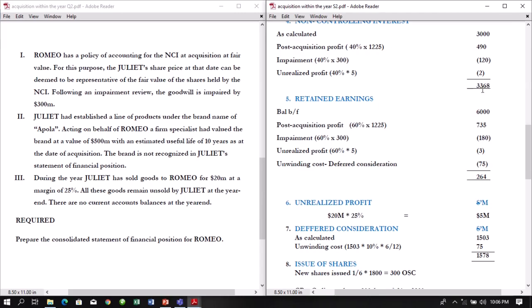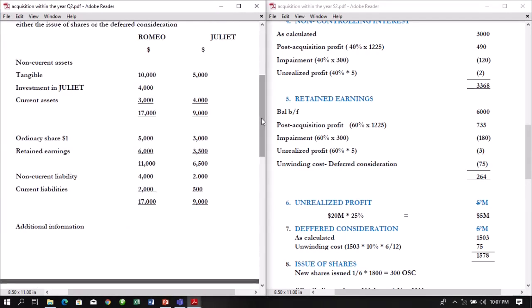We then go to the next working note, which is working note 5, which is on retained earnings. In my retained earnings, I will go to my account. And in my account here, what is the retained earnings of the parent at the date of reporting? The retained earnings of the parent at the date of reporting is given as 6,000. So my balance brought forward is 6,000. After that, any profit in this business, the parent will get 60% of such. So my post-acquisition profit is 60% times 1225, giving me 735. After that, impairment. Impairment is 300 times 60%, giving me 180. And unrealized profit is 60% times 5, giving me 3 million.